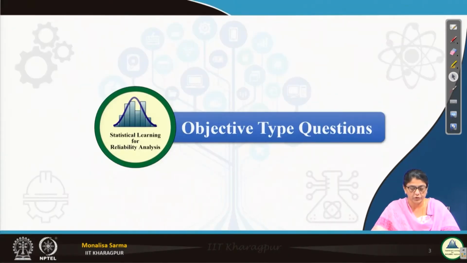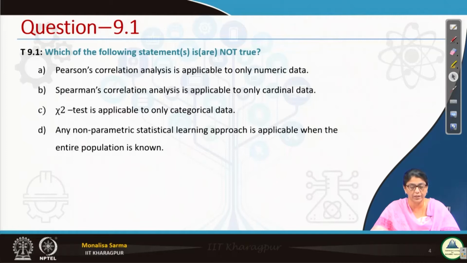Okay, so now coming to the objective type questions, my suggestion is that please don't see the answer immediately. First try to think, and if you cannot, then only go to the answer. They are very easy questions. First is, which of the following statements are not true? Pearson correlation analysis is applicable to only numeric data.